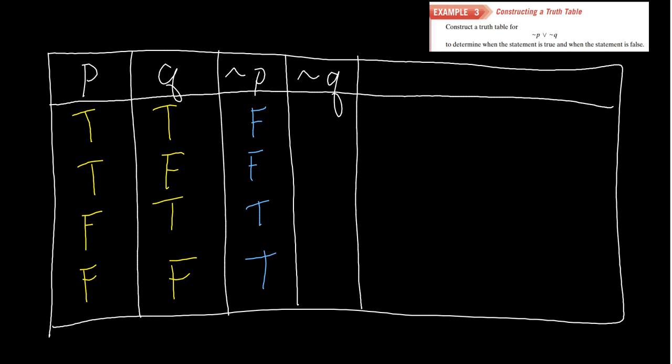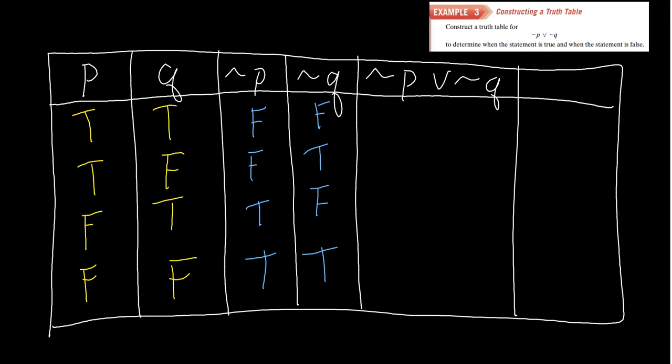Again, looking at this column, it is true, false, true, false. So the opposite of true, false, true, false is going to be false, true, false, true. Right. Now we can do the entire statement here, which is not P or not Q. So we'd say not P or not Q. Okay. Well, when we do not P or not Q, we're just looking at these columns now.